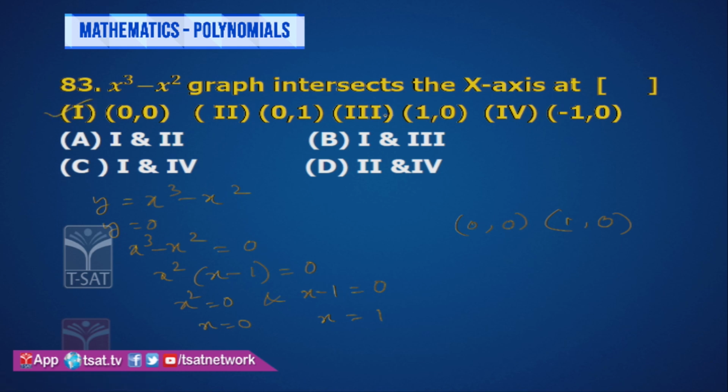This one is possible and this one is possible. 2 and 4 are not possible. So 1 and 3 is the correct one. So option B is the correct answer.